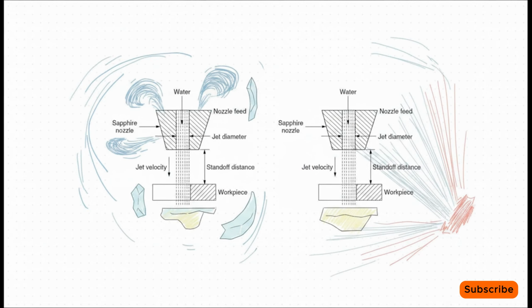To really understand the mechanics behind these high-velocity jets, we have to look closely at the nozzle geometry. High-pressure water and abrasives are funneled down through a sapphire nozzle into a superfine, concentrated jet.